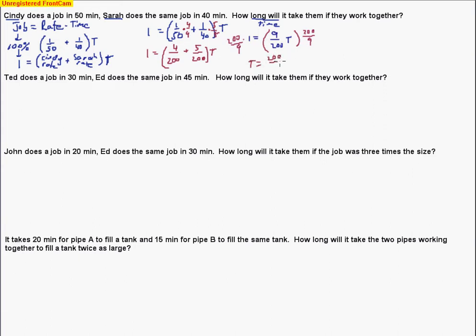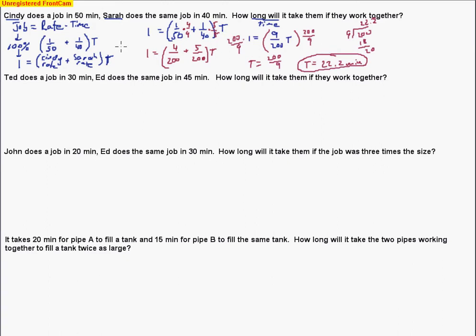Well, it'd be nice to know what that represents, so let's do some division. So 9 into 200. Well, 9 goes into 20 two times. Makes 18, left over we get a 2. Again, it looks like it's going to be 22.2 repeated. And so what we'll say is the time it takes is 22, we'll just round to the nearest tenth, 22.2 minutes is how fast it would take them if they're working together.